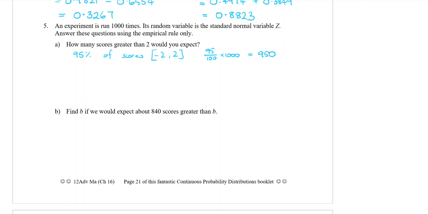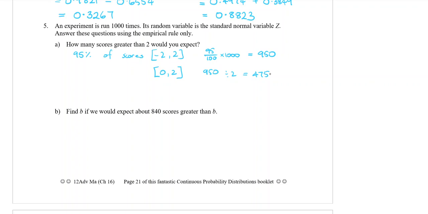But I don't want -2 and 2. I want, let's try this. Can I do 0 and 2? What's going to be between 0 and 2? It's going to be half, right? So you're going to split that in half. So we would do 950 divided by 2. There is going to be 475 results that would be between 0 and 2. Still not quite what I'm after, but I'm working things out as I go.